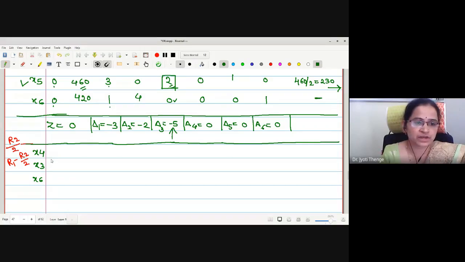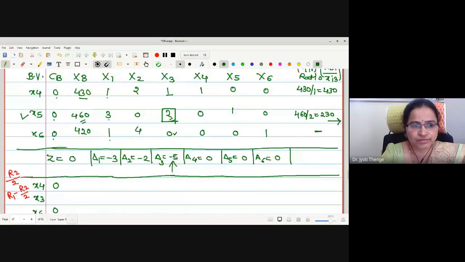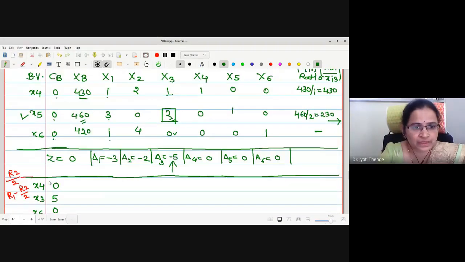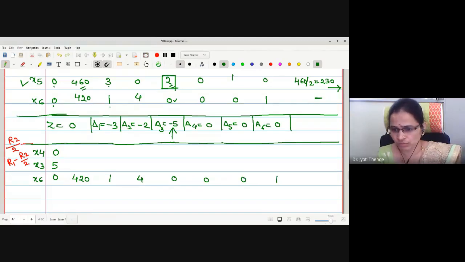Now what are the costs of these variables? Cost for X4 and X6 is again 0, 0. What is the cost of X3? We will check. Cost of X3 is 5. Right? Then what about XB? The third row is going to be as it is. Therefore, let us write the third row as it is: 420, 1, 4, 0, 0, 0, 1.